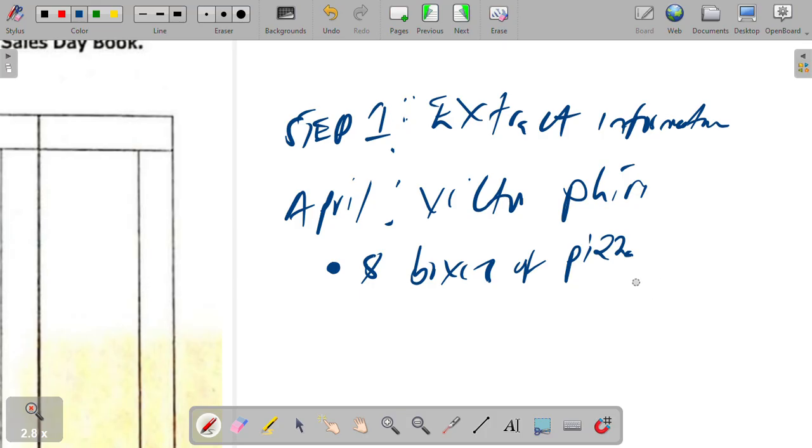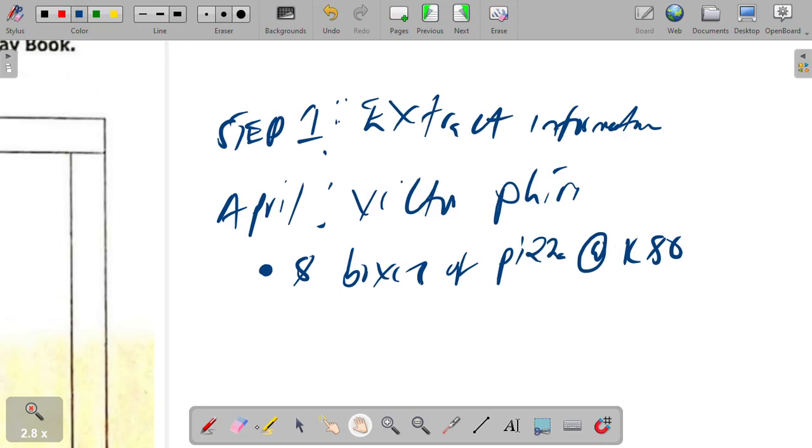How much? At 80 kwacha. Let me just do this. Let me rub this. At 80 kwacha. We're extracting the information here. At 80 kwacha. Okay, so we multiply 80 kwacha with 8 boxes. We get the total, which is how much? 640 kwacha.